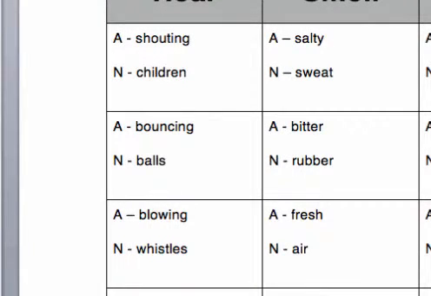Before we begin writing, let's look at our paint-a-picture worksheets and see if we can improve them. Here is an example of the work someone did last class. I like the way they said shouting children, bouncing balls, and blowing whistles. 3 different nouns with 3 different adjectives that describe them.